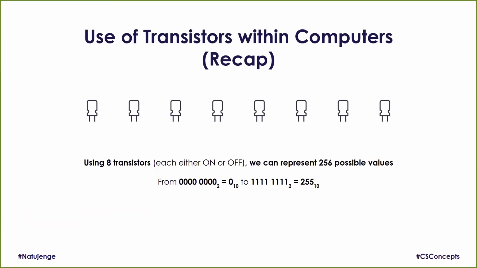In the previous episode, we talked about how transistors can be used to store digital information represented in binary format. We saw that if you have 8 transistors, it's possible for you to store a minimum value of 0 and a maximum value of 255. That means that an 8-bit number has the same value range. That is 256 possible values.